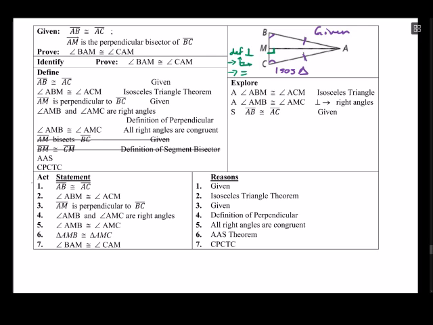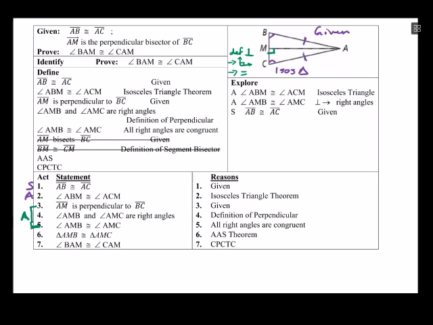We're given our first side, and that let us write the angle by the isosceles triangle theorem. We are given perpendicular, which led us to right angles, which led us to congruent angles. All right angles are congruent. Then we can write our congruence theorem.